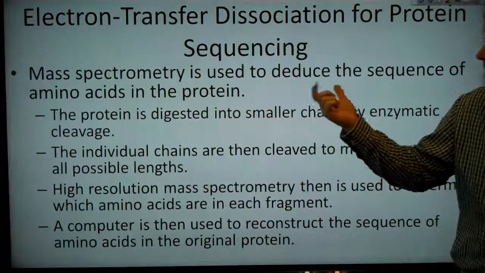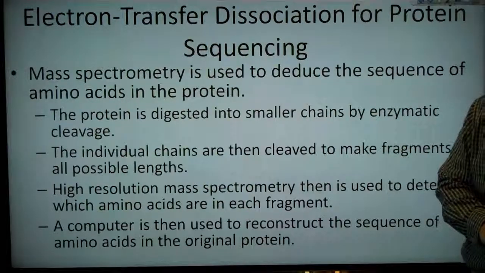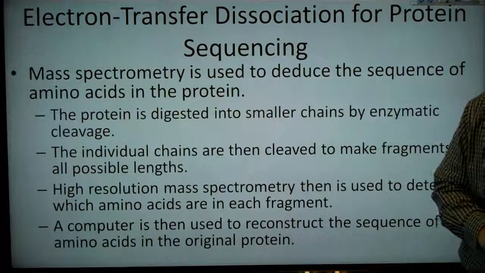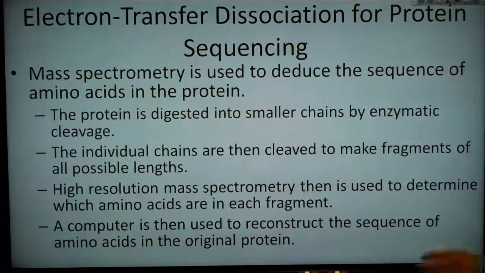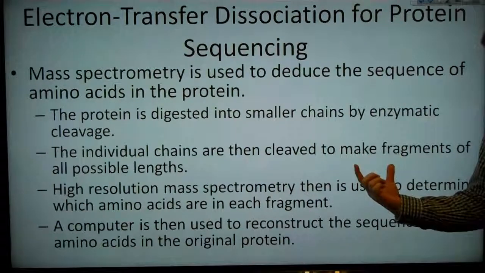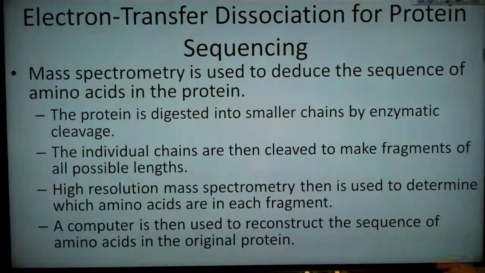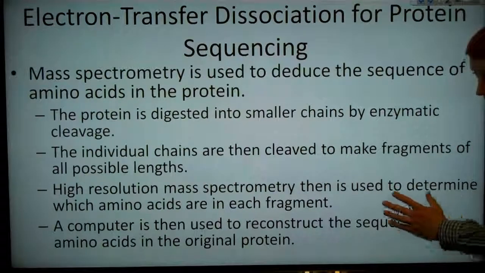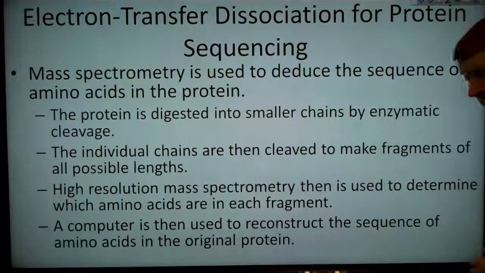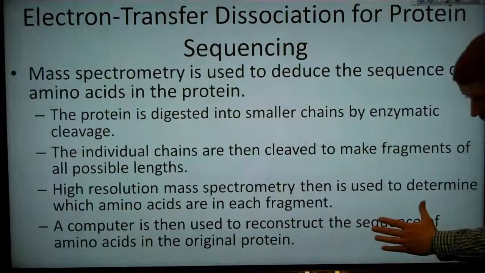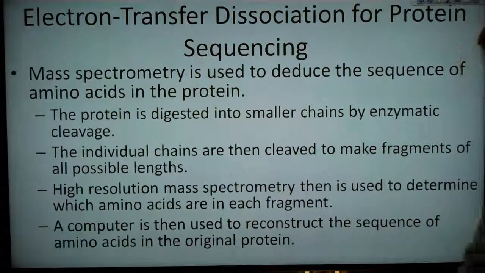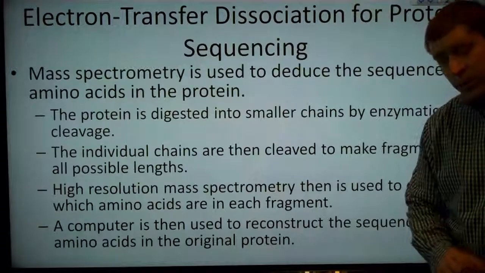So proteomics is a branch of biochemistry in which the structure and function of proteins is studied. Mass spectrometry is used to deduce the sequence of amino acids in the protein. So first the protein is digested into smaller chains by enzymatic cleavage. Then the individual chains are cleaved to make fragments of all possible lengths. And high-resolution mass spectrometry is then used to determine which amino acids are in each fragment. A computer is then used to reconstruct that sequence of amino acids in the original protein.